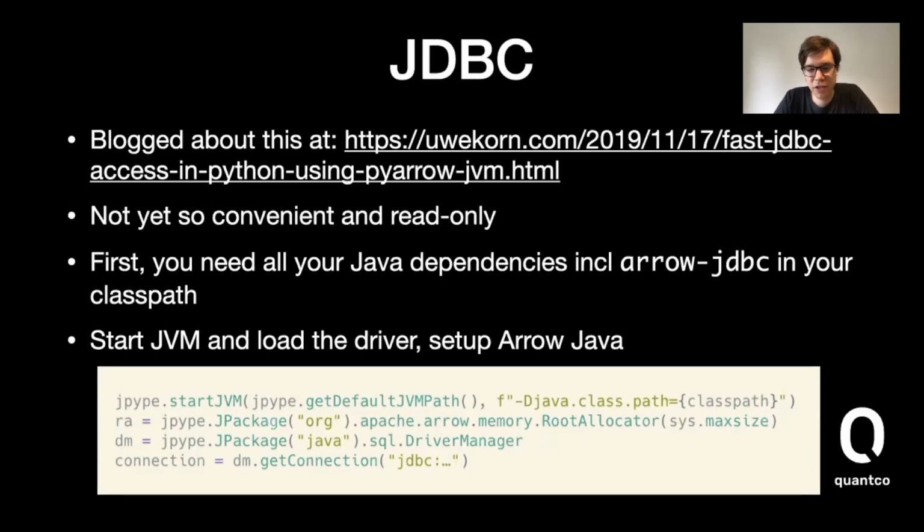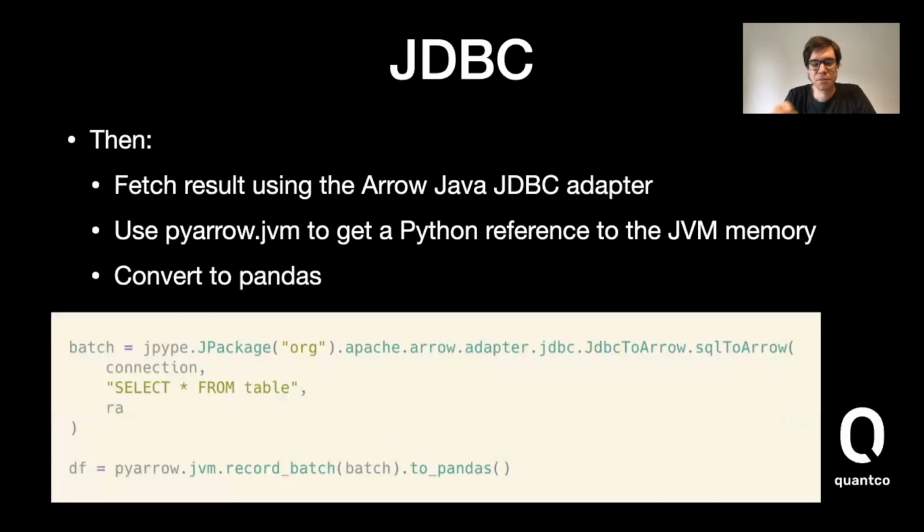So I'm not going to go into detail here. The important thing is you can use that to fetch things on the Java side. You get Arrow back, and then you get a reference to the JVM memory and can convert it directly to Pandas. It takes an awful amount of time to set this up because it depends on how your drivers are stored. You need to get the JARs at the right place.